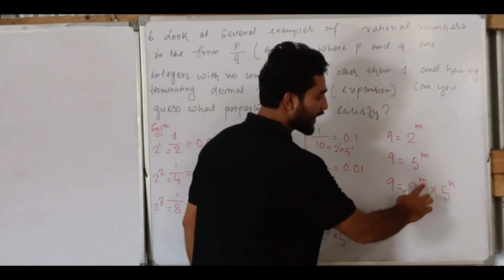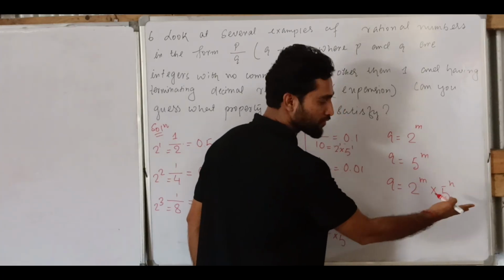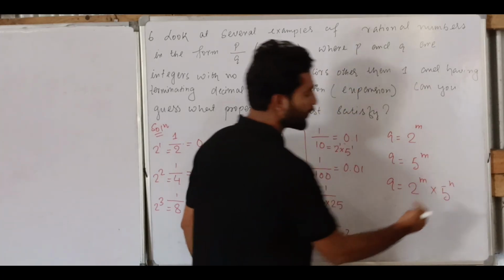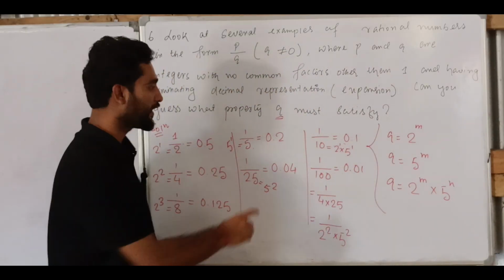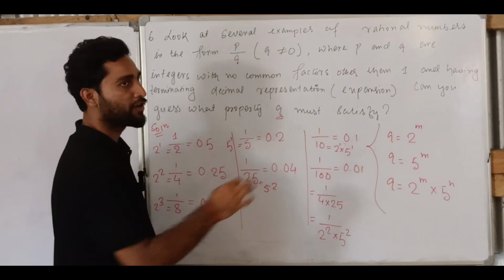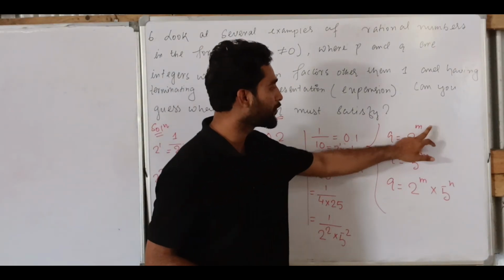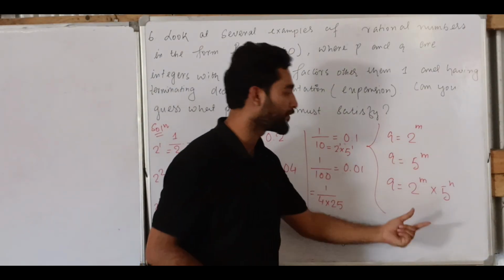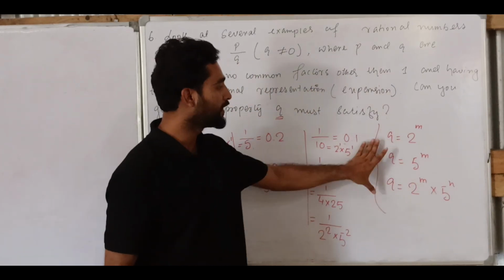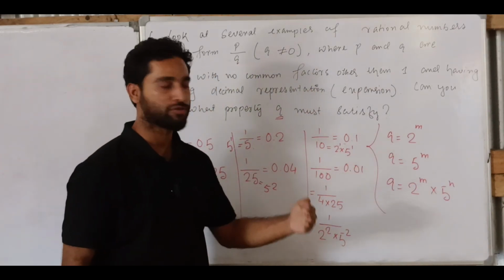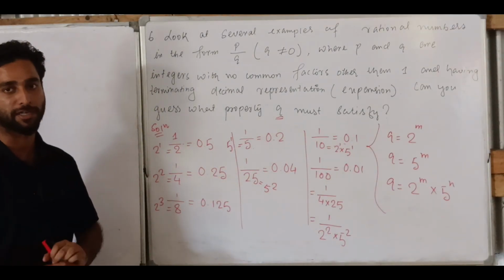Here you see m and n are written, which means these numbers can be different also. If the q satisfies these three conditions, then the decimal expansion always and always will be terminating. So the denominator can be in the form of 2 to the power something, or 5 to the power something, or a combination of 2 to the power something and 5 to the power something. This condition has to be satisfied for a rational number to have a terminating decimal expansion.